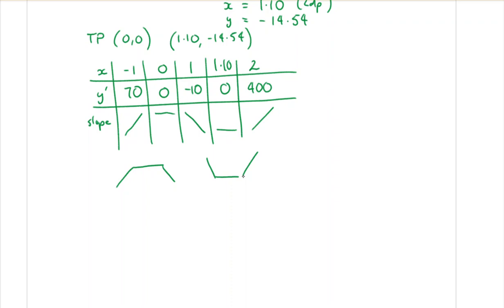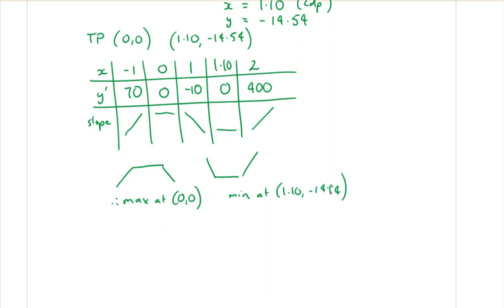So the first turning point is a maximum. It's the concave down one. So therefore there is a maximum at 0, 0. The second one is a minimum value at 1.10, negative 14.54. This question does not ask us to sketch it. It just asks us to find those stationary points and to work out what type they are, and we have done that.